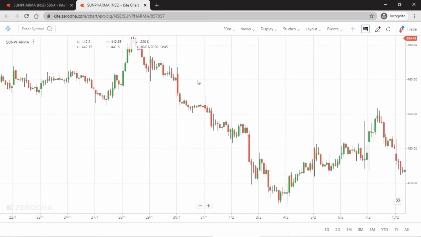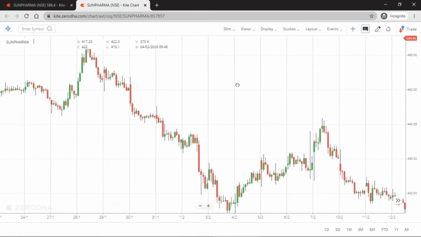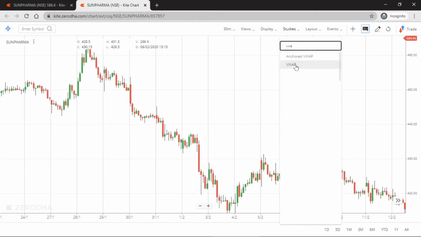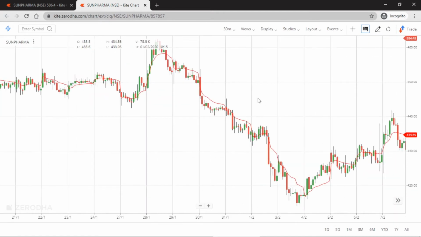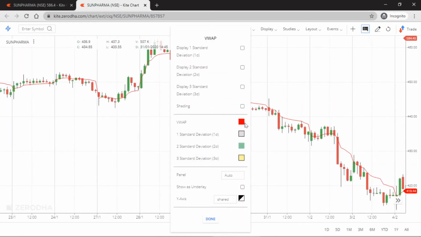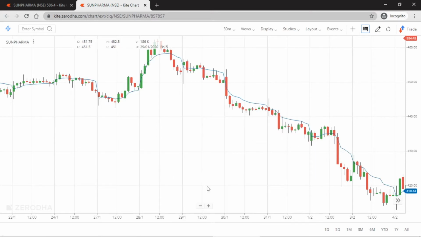Let's see all these in Zerodha Kite chart. This is a 30-minute time frame candle I am using. So you can change your time frame from here, from 30 minute to 15 minute, 10 minute, or even a smaller time frame candle like 1 minute, 2 minute, or 3 minute. And you can add any indicator from here, the studies tab. So right now I am using VWAP. So I have added VWAP, and now I can change the color of the indicator from here. So it is clearly visible now.